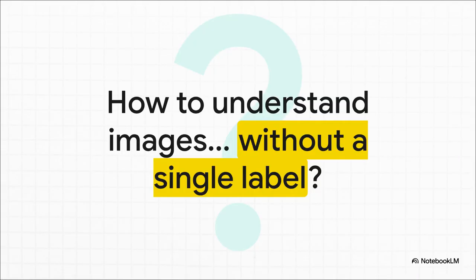So this is the huge question researchers at Google were wrestling with. For years, the biggest roadblock in AI has been this constant need for these massive human-labeled datasets. But what if a machine could figure out what's important in an image all by itself, just by looking?